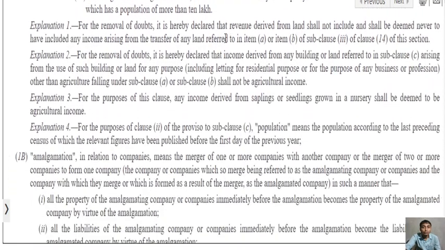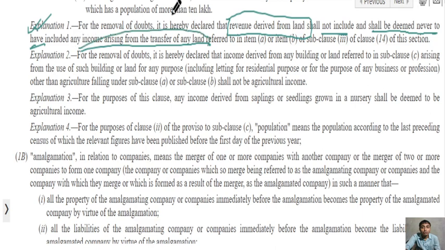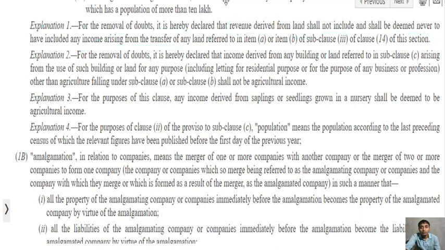Now we are moving forward to the explanations of this clause. The first explanation states about revenue derived from land. Revenue derived from land shall not include, and shall not be deemed ever to include, any income arising from the transfer of any land.